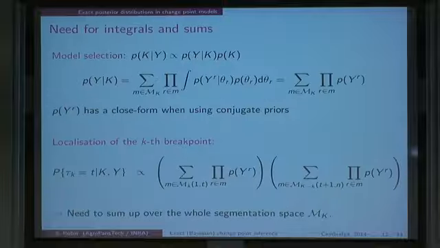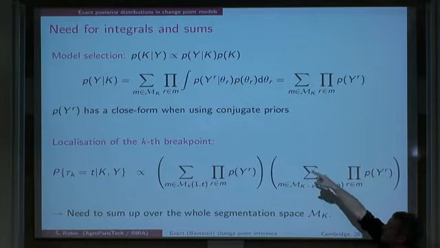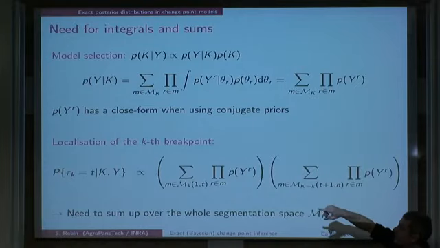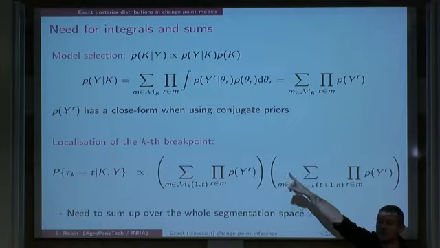Okay, so now in this framework, I'm going back to the two questions I asked two slides ago. If you want, for example, to do model selection, you want the conditional distribution of k given the data. So basically, this is proportional to the distribution of y given k. And you write down your formula. So it's the sum over all possible segmentations, this mk over there.